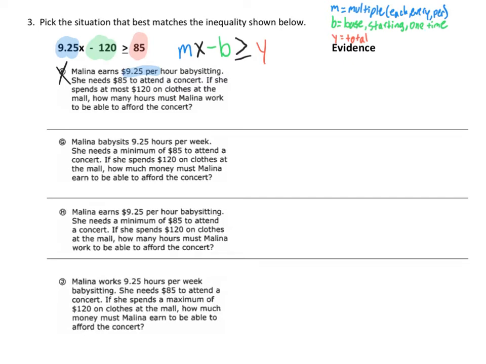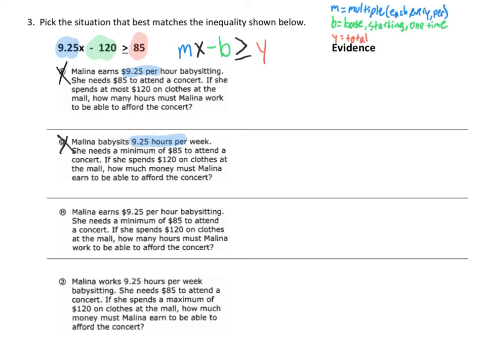Now let's look at G. G says Melina babysits 9.25 hours per week. So that's still okay. 9.25 hours per week. She needs a minimum of $85 to attend a concert. If she spends $120 on clothes at the mall, how much money must Melina earn to be able to afford the concert? Now, the thing that's wrong with this, it says she works an amount of hours per week, but it doesn't tell you how much money she earns from that. So we don't know actually how much she has to work because there's no price on it. So that would be wrong.